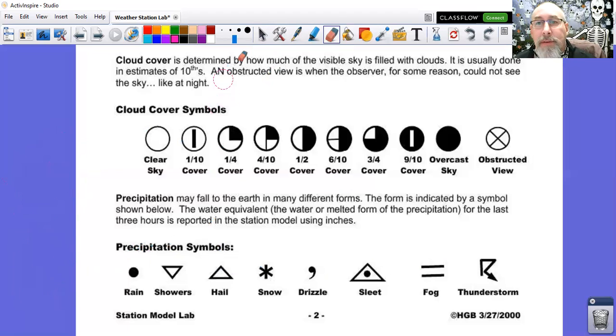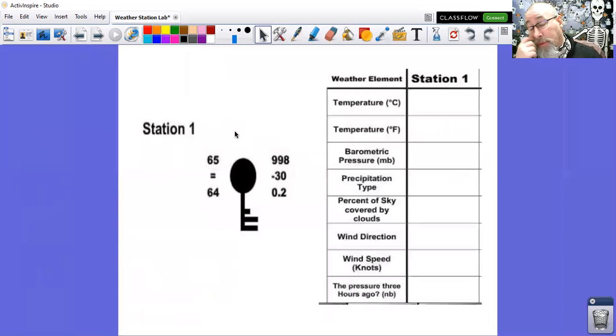All right. So we're going to move along here. The first half of your assignment is you're going to decode the weather station model. So here, station 1, this is exactly the same one that you have on your paper. Mine is just side by side. Yours is the station above and then the chart below it.